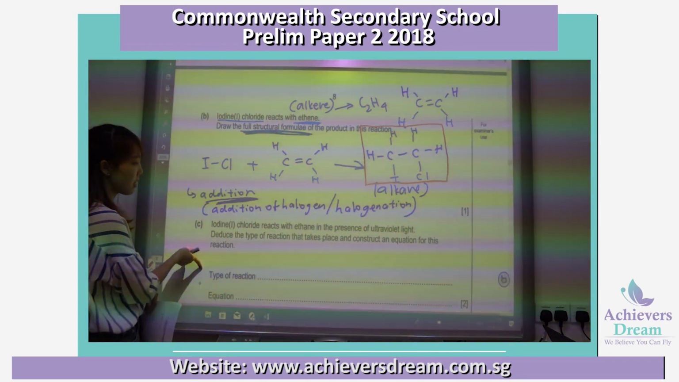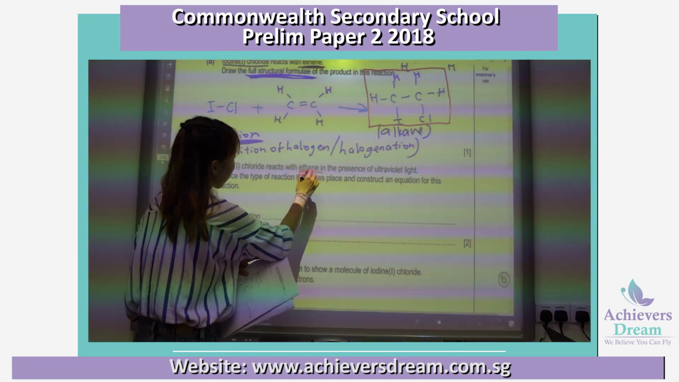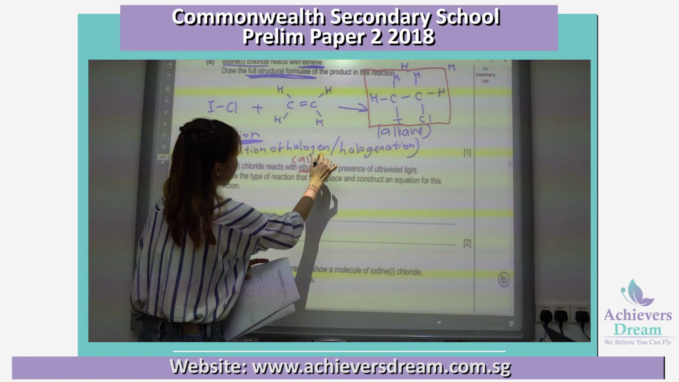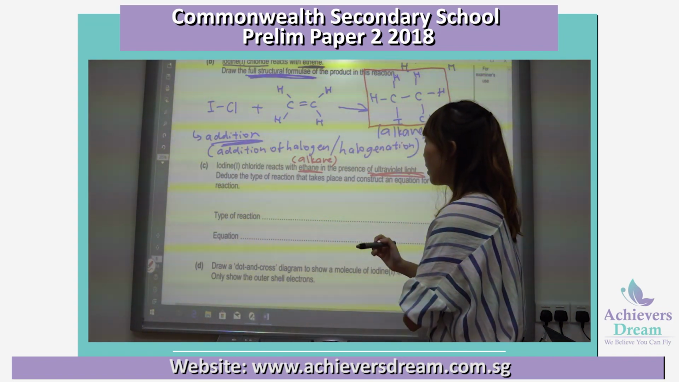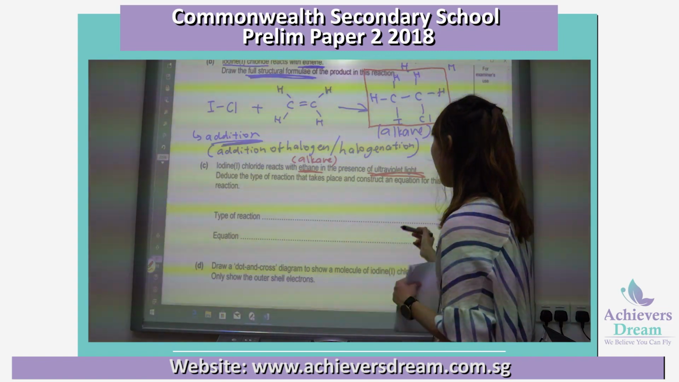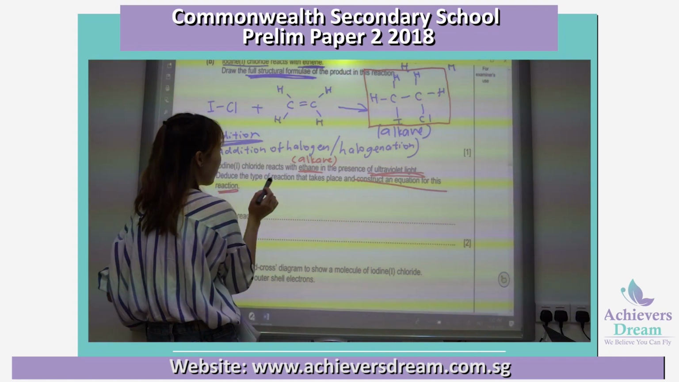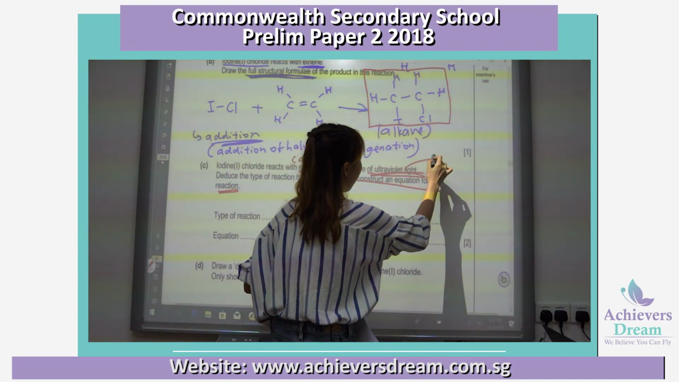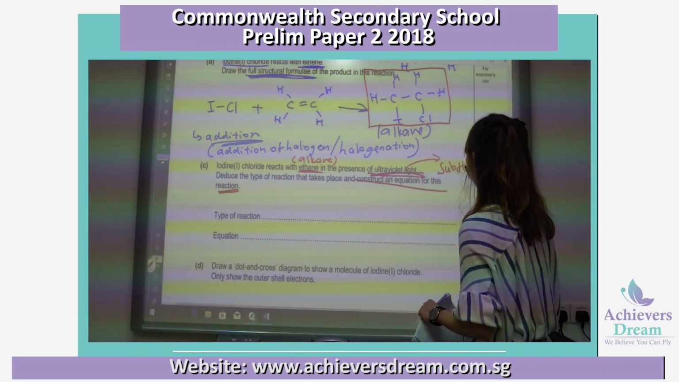Okay, for part C, iodine chloride reacts with ethane, in this case it's an alkane, in the presence of UV light, ultraviolet light. Deduce the type of reaction that takes place and construct an equation for this reaction. When we see presence of ultraviolet light, we know that this must be a substitution reaction.